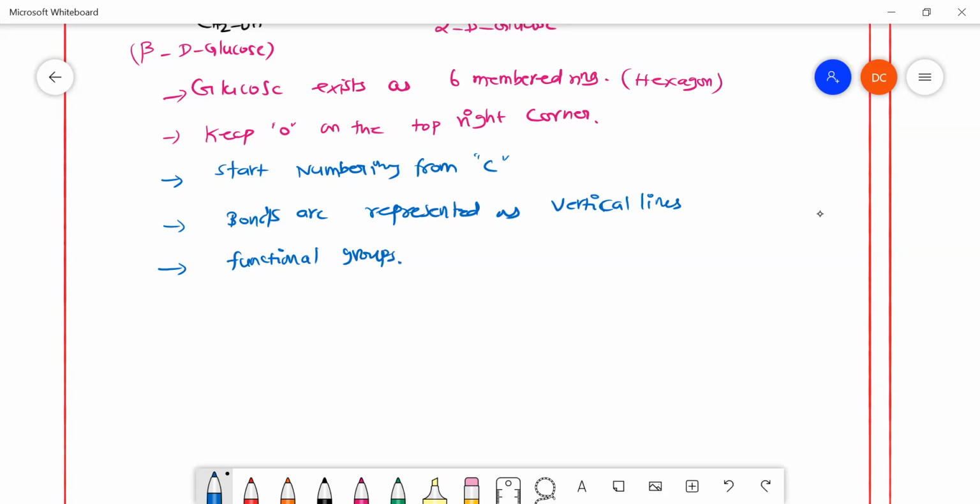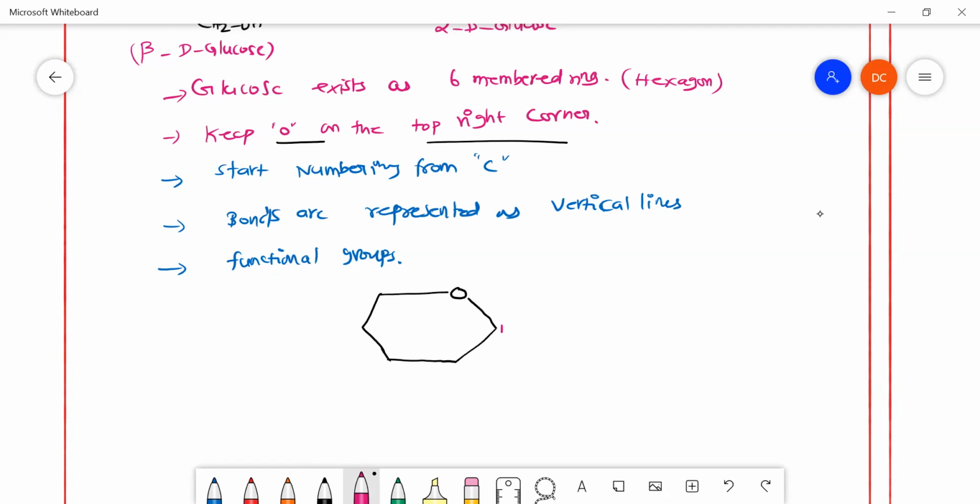So, step by step. First of all, I have to write the six-membered ring, out of which the oxygen should be kept on the top right corner. I drew that: a six-membered ring, which consists of one oxygen atom on the top right corner. Then we have to number the carbon.